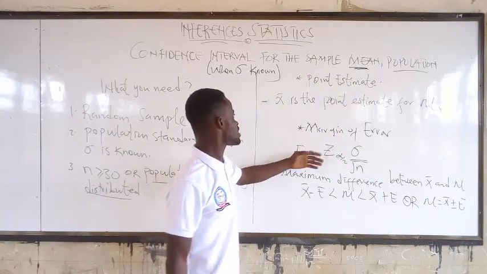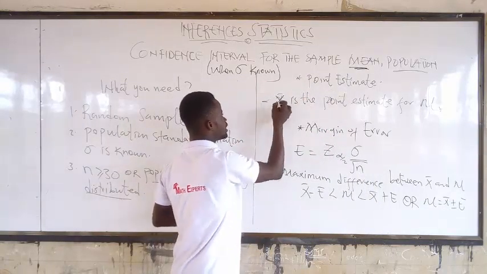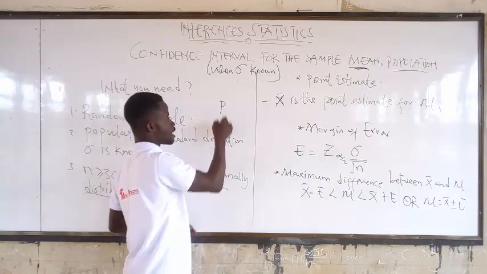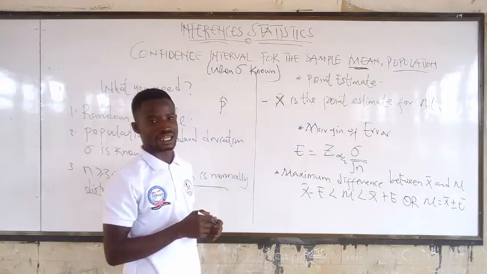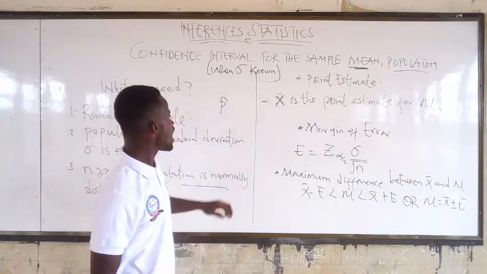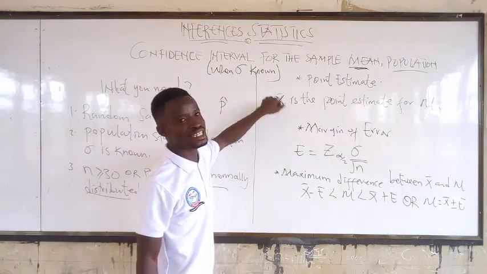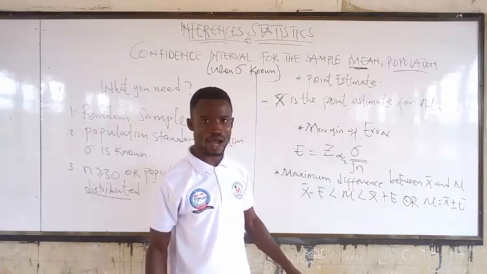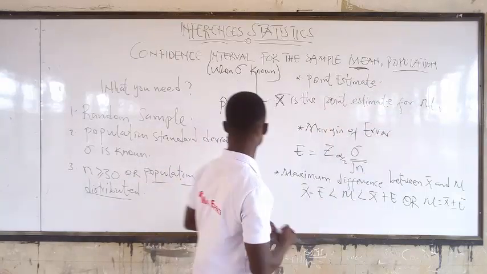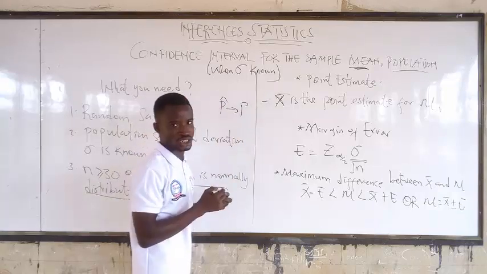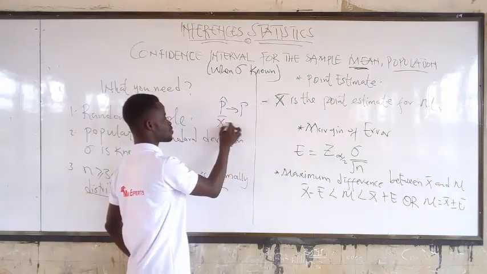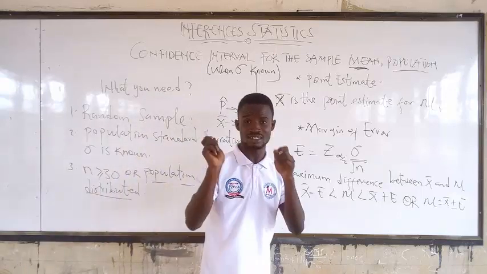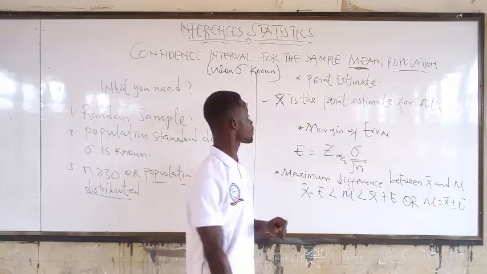Now, the point estimate here. In the proportion you use the p hat as the point estimate. Here, our point estimate is x bar. X bar is the point estimate for the mean, and p hat is the point estimate for the proportion. Know the difference between the two. They are not the same, and it can never be the same.